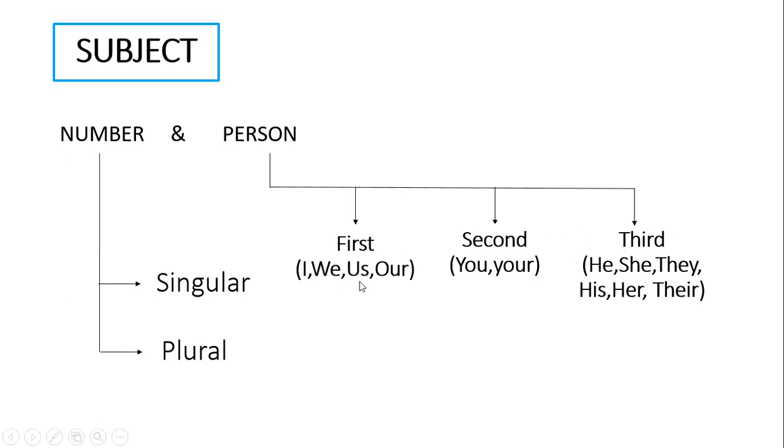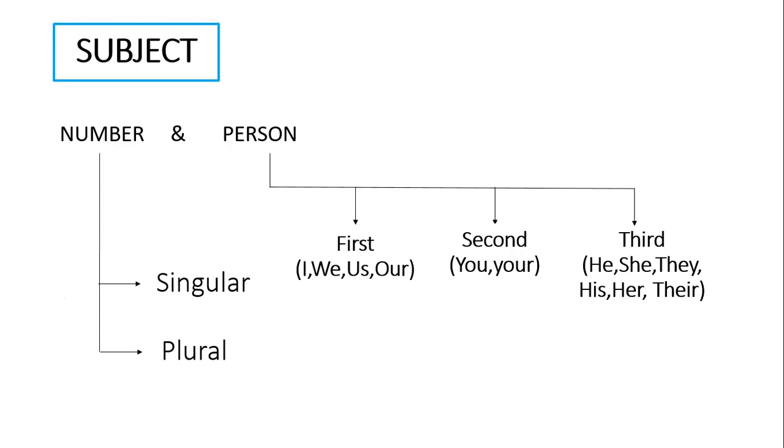I, we, us, our, these are first person. You, your are second person. He, she, they, his, her, these are third person. So the subject can vary according to number and person. And so we all have to keep that in mind.